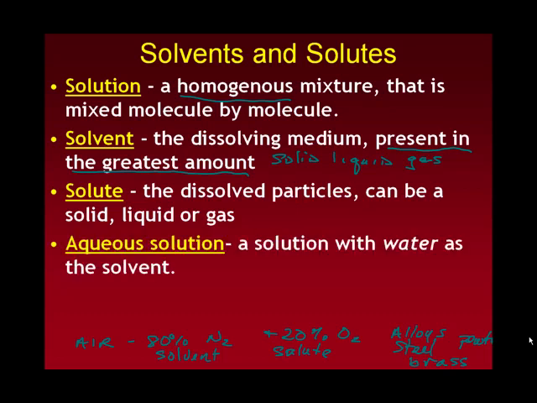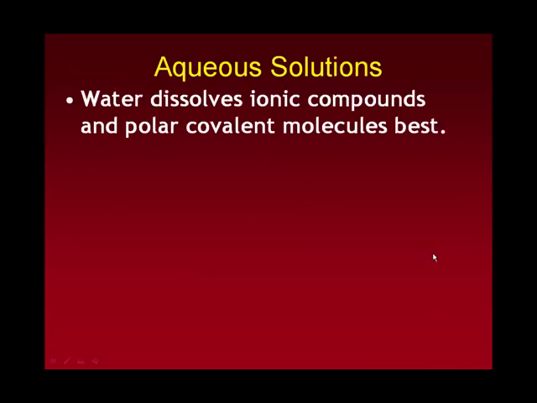Now, we also have an aqueous solution, which is defined as water being the solvent. We've had aqueous solutions before. Those get abbreviated with the AQ down at the bottom. But an aqueous solution tells you absolutely water would be the solvent. Water dissolves ionic compounds and polar molecules best. Remember, ionic compounds are a metal with a non-metal. It's been a while since we've talked about ionic compounds. It'll also dissolve polar covalent molecules.